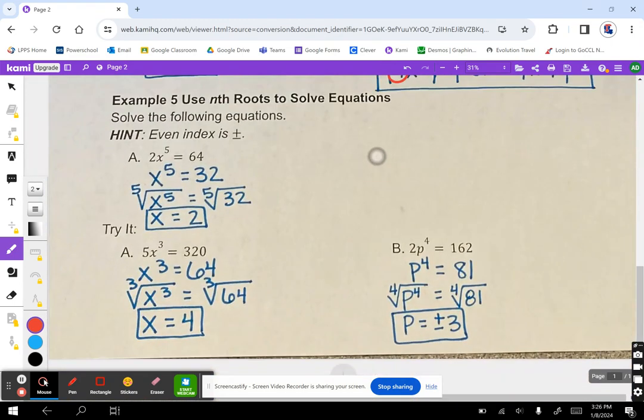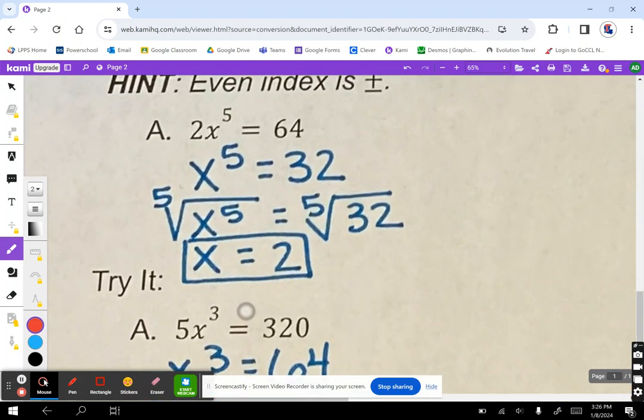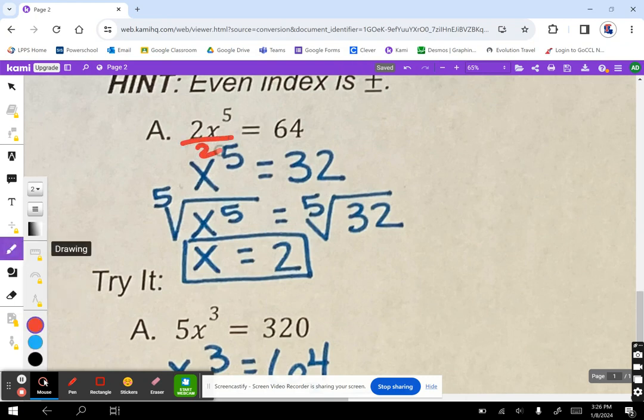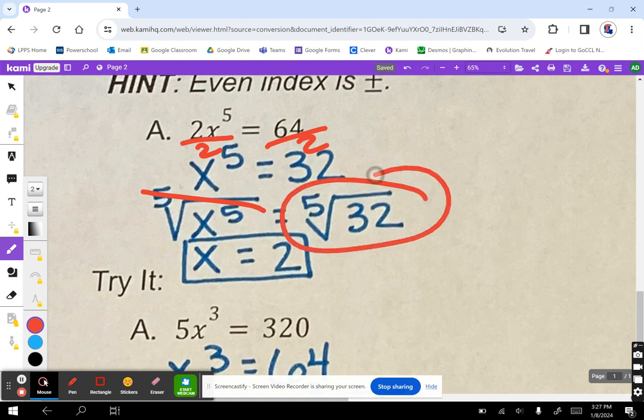And then down here at the bottom, super easy. To get from this step to this step, you are going to divide both sides by 2. 64 divided by 2 is 32. Then I'm going to take the fifth root to get rid of the 5 exponent. The fifth root and the exponent will cancel and leave you with x. The fifth root of 32, use your calculator for this, will give you 2.